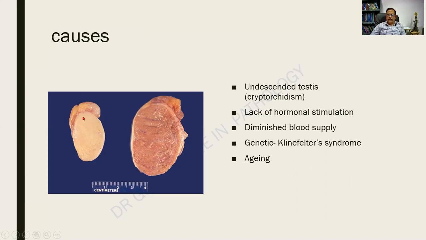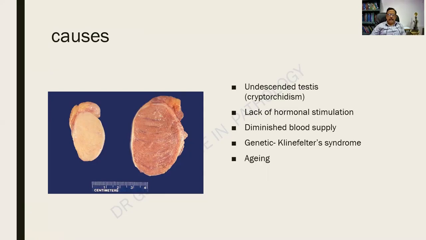What can be the causes for an atrophic testis? It can be because of undescended testis, cryptorchidism, lack of hormonal stimulation, diminished blood supply, in some genetic conditions such as Klinefelter syndrome, aging. These are some of the causes for atrophy. So atrophy is a question for you people, and you people should be able to write.